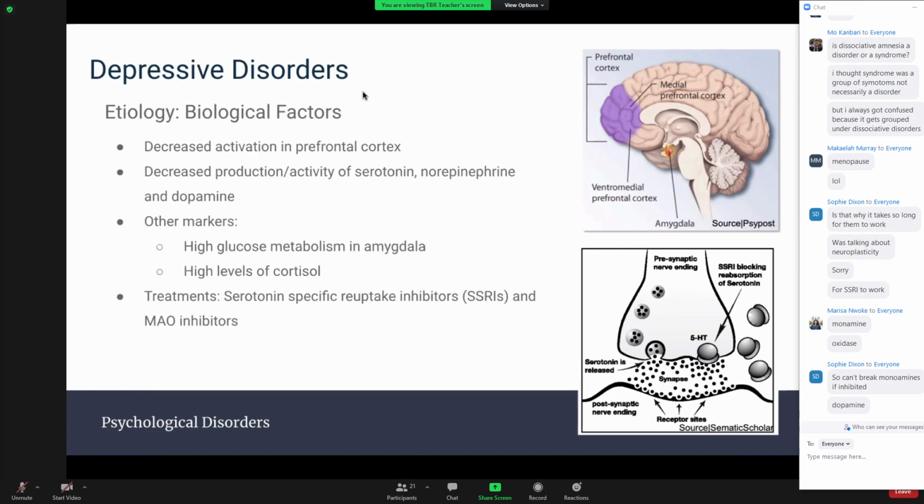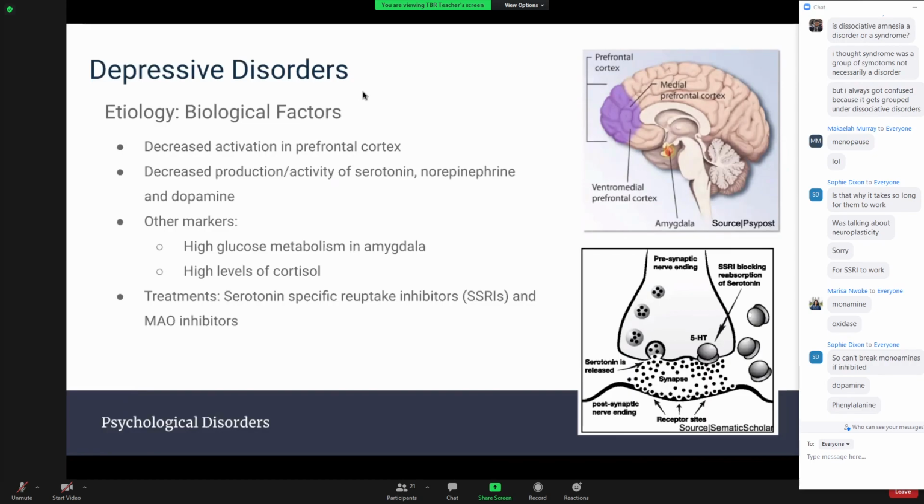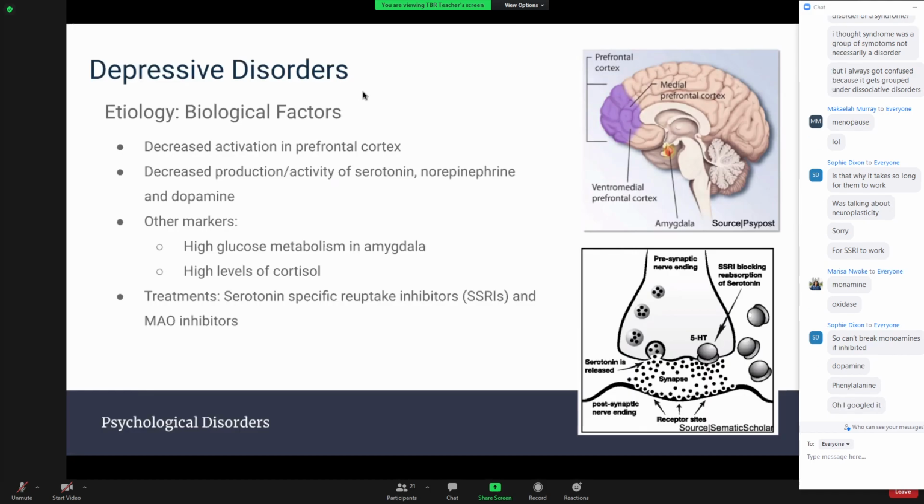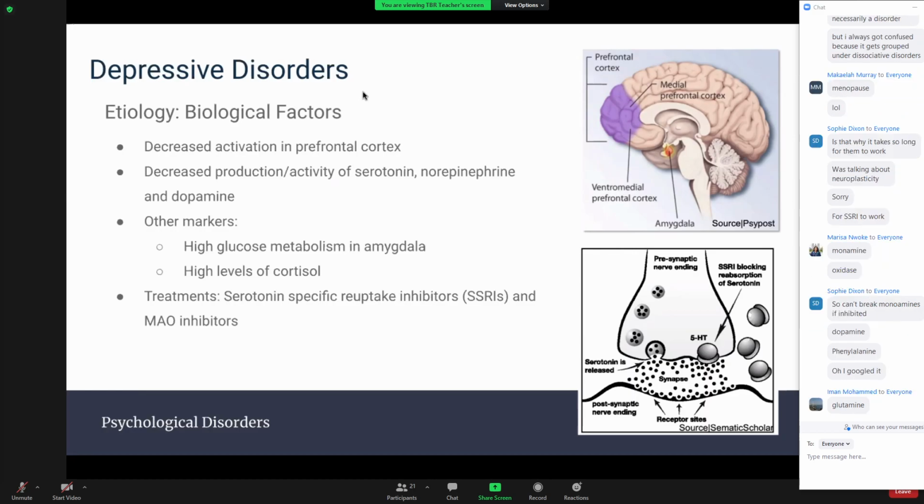Somebody should be Googling this. What is the amino acid that is the structural basis of? No, I don't think so. You're tricking me, but I don't think it's that one. Is it phenylalanine? It's not tyrosine? Oh shit. I thought it was tyrosine. Stop it. You're all confusing me. Is it really that? No, it's tyrosine.